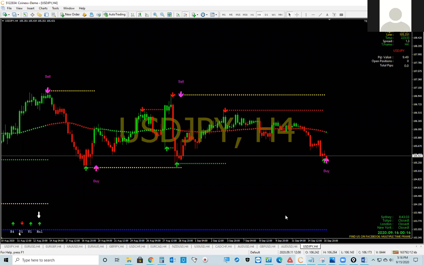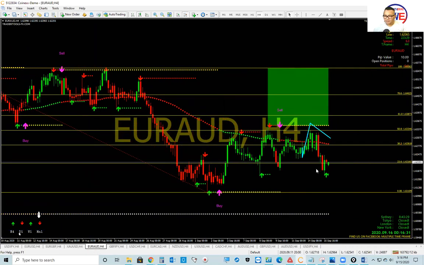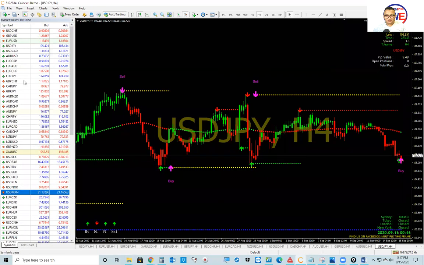Could you pull up the Euro Aussie chart for a second? This is what I gave you guys last week on Sunday. Now, could you go to the day chart so we could see where the master trend is? I don't want to mess up the pair, because that is for tomorrow.